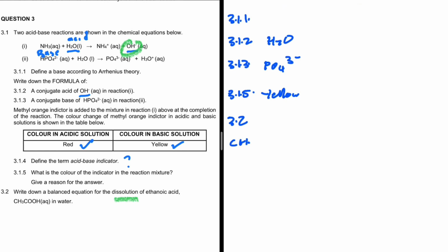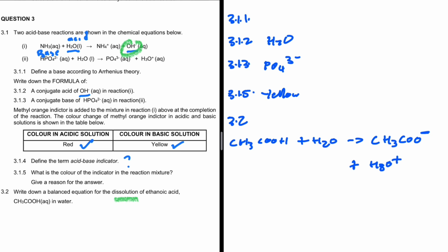CH3COOH plus H2O. We know fully well that this is ethanoic acid. So because it is an acid, it should donate a proton. And then H2O must act as a base. It must accept that proton. So the products that we're going to have are CH3COO minus plus H3O plus.